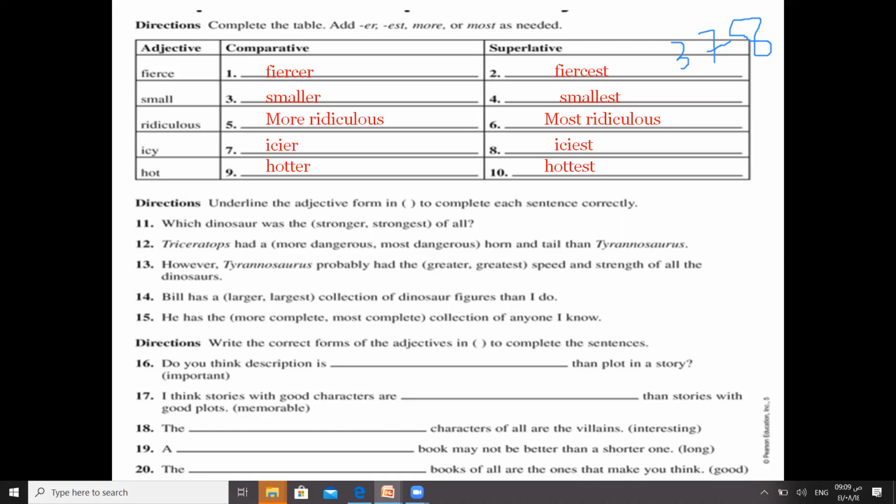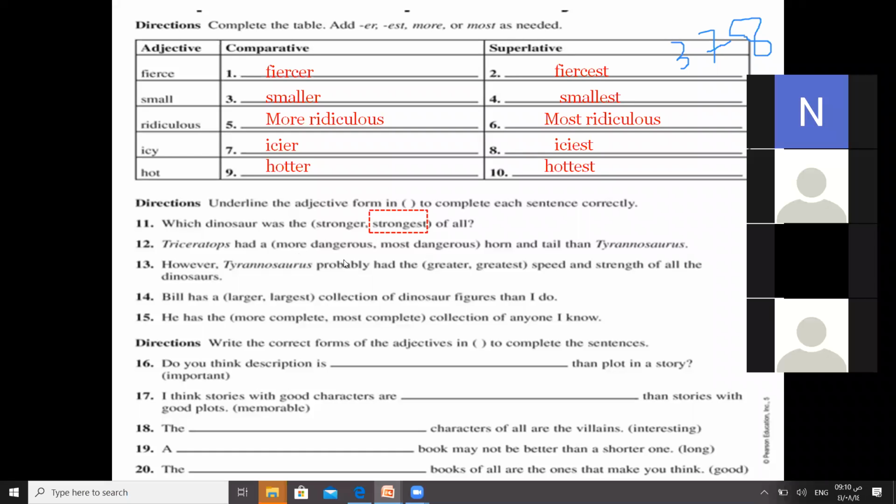Next question. Underline the adjective in brackets to complete each sentence correctly. Which dinosaur was the strongest? Stronger or strongest of all? Strongest, because it's superlative, because I have all, so more than two. Ankylosaurus. Triceratops. This is the name of a dinosaur.